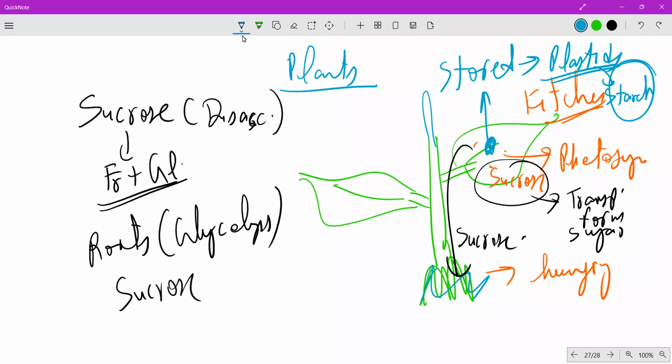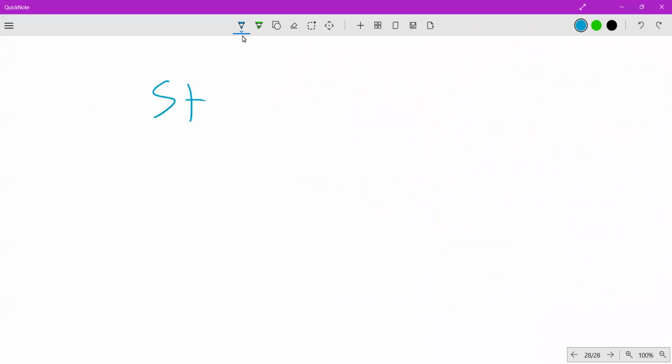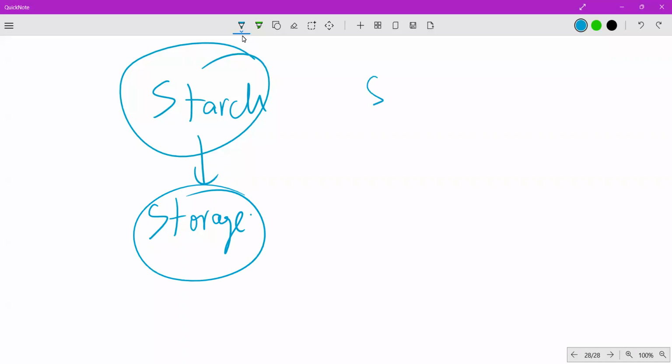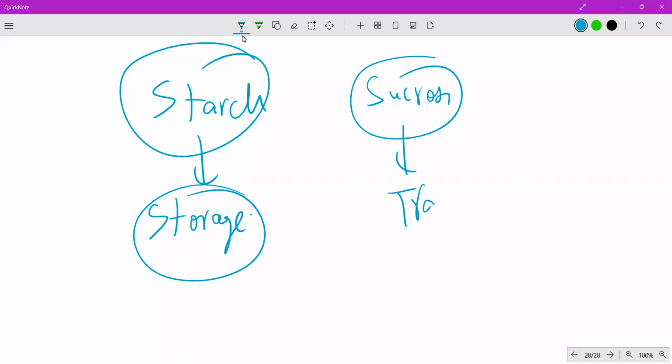So, very important: two molecules. Starch. Do you think it is a transportable form of sugar? No. This is the storage form of sugar. And sucrose is the transportable form of sugar. This difference you have to keep in mind.